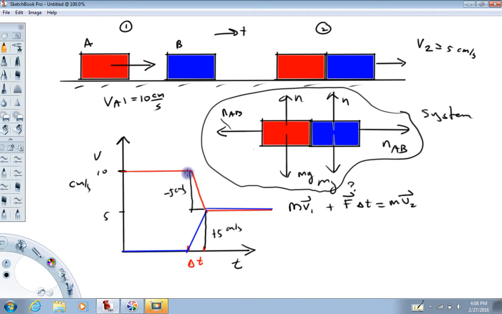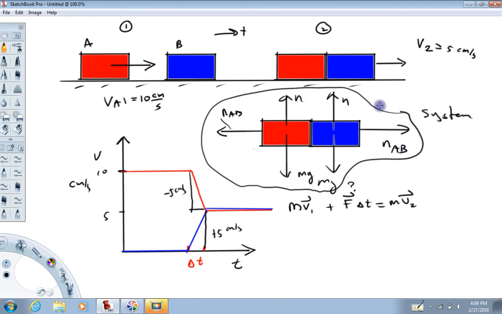Remember, let's go back to our graphs here. Minus 5 over Δt for red, plus 5 over Δt for blue. These masses had the same acceleration in that Δt time other than the direction. And they had the same masses, remember. So by Newton's second law, F equals ma. If the a is the same, and that's indicated by the slopes being the same, at least in magnitude, and the m is the same, then the F is also the same. So these are the same forces.